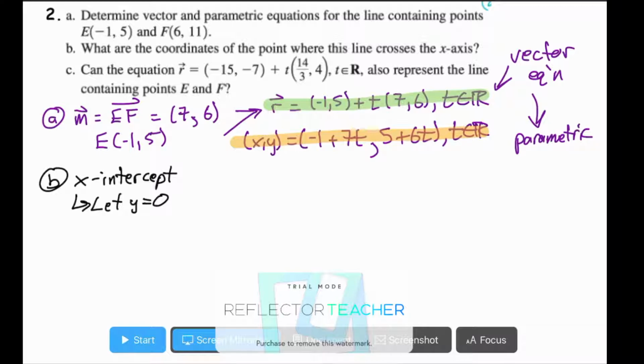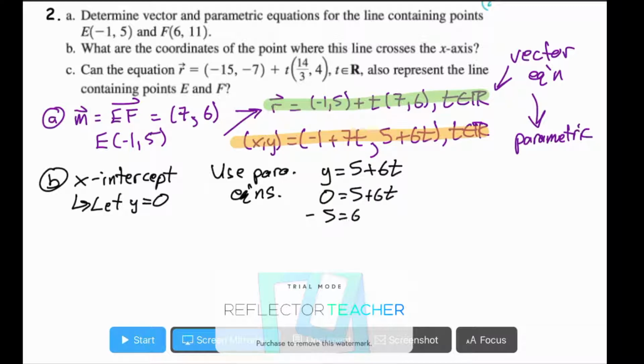So now that we know that y equals 0, how are we going to use that? Well, we're going to use our parametric equations, similar to the last question. We're going to sub in our value for y into the equation, solve for our parameter t, and then use t to find our x value. So let's go ahead and do that. y is equal to 5 plus 6t. And I just said that y is equal to 0. So 0 is equal to 5 plus 6t. So -5 equals 6t. So t is -5 over 6. All right, cool.